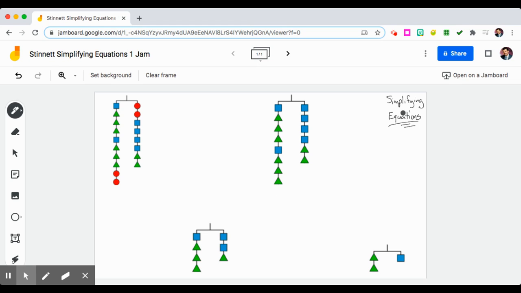Hey guys. So I'm just gonna make a quick little video here, kind of walking you through what we did yesterday. And what we were talking about yesterday were simplifying equations. And in doing that, we were talking about these hanger diagrams that we've been using kind of last week and this week.